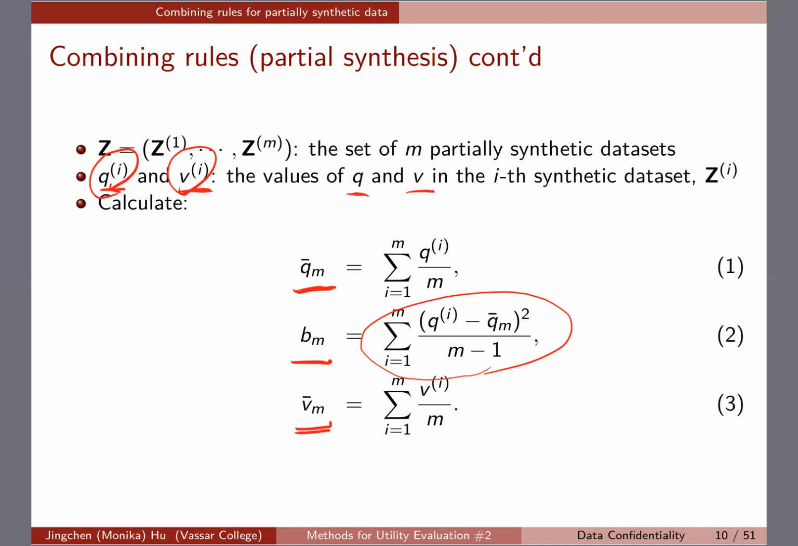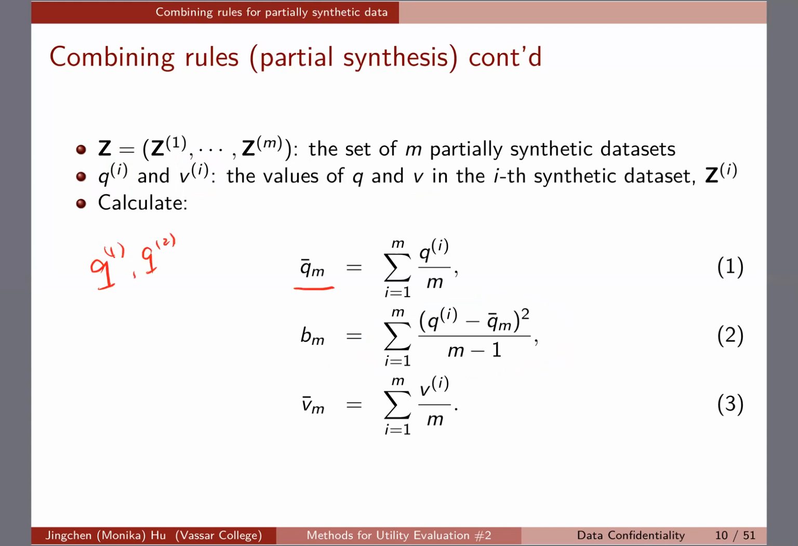And the last one, V bar M here, is the mean of the variance estimates. Okay, so these are the different pieces here. We have Q1, Q2 to QM, and we also have V1, V2, and VM. That's what we have once we do the analysis on each of the synthetic data sets.